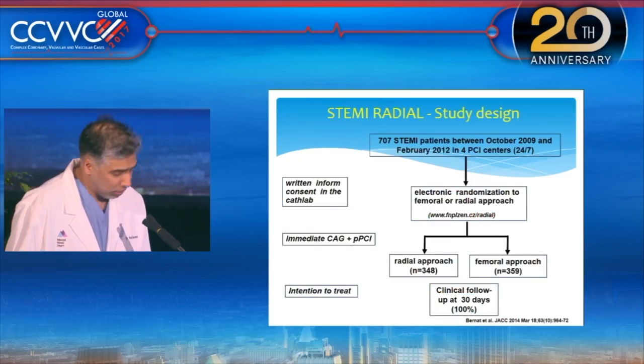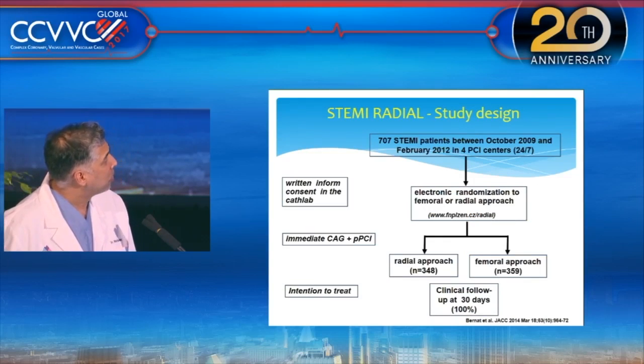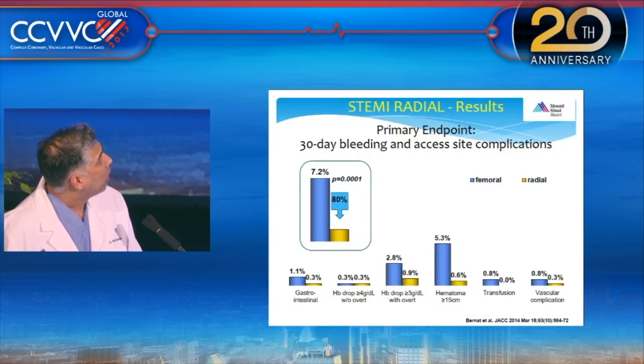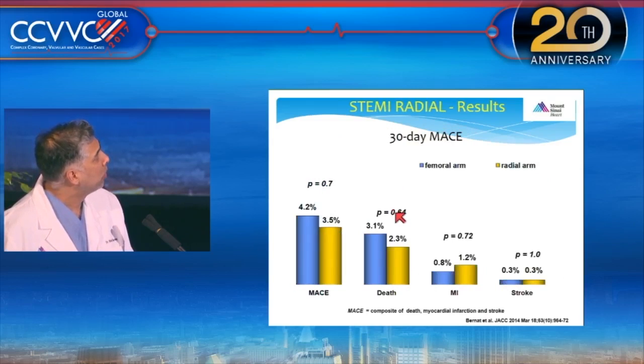That led to several randomized studies of STEMI patients, specifically transradial versus transfemoral. This is the STEMI-RADIAL trial. The primary endpoint here was a bleeding endpoint, which showed a marked reduction. That's supposed to be 1.4%. I don't know why that didn't show up, but a marked reduction with the transradial procedure.